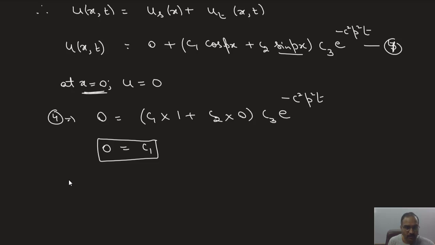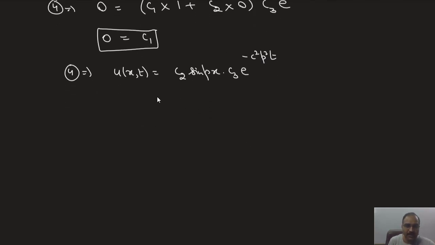Substituting into equation number 4, so equation 4 reduces to U of x,t is equal to C2 sine of px into C3 e raised to power minus c square p square t. So I'll take C2 C3 as Bn, C2 C3 into sine of px into e raised to power minus c square p square t, that is U of x,t.